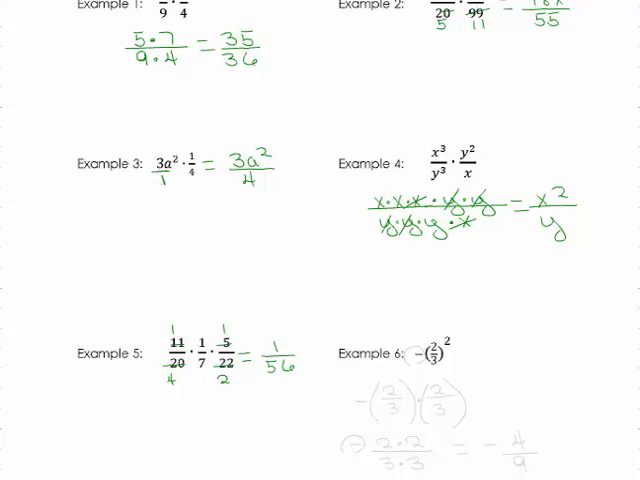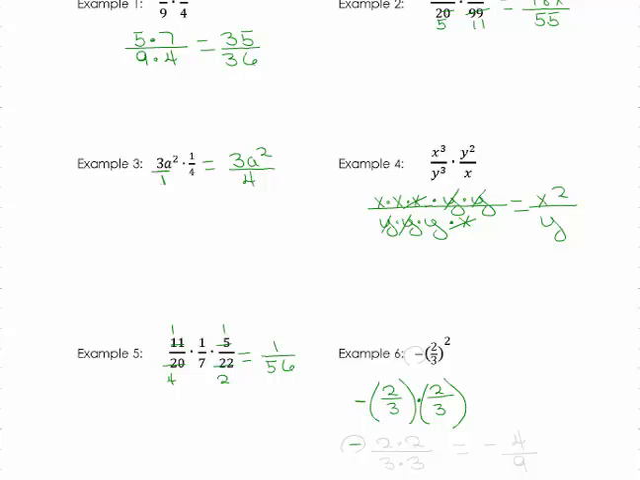Example number 6 looks a little bit confusing, but it's really not. It's a negative in front of a fraction, 2/3, which is raised to the power of 2. Now, 2/3 is raised to the power of 2, not the negative. The negative is just out front. So really what we've got here, I've written it with parentheses, but you could write it with a multiplication dot in the middle, and ignore the parentheses.